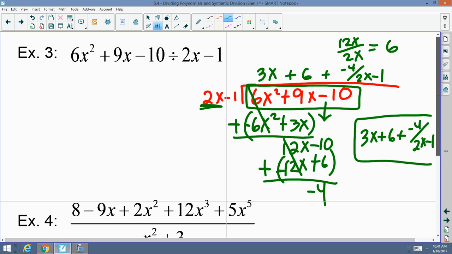Just like in the first example that we did before with the numbers, the remainder has to go over the original divisor.